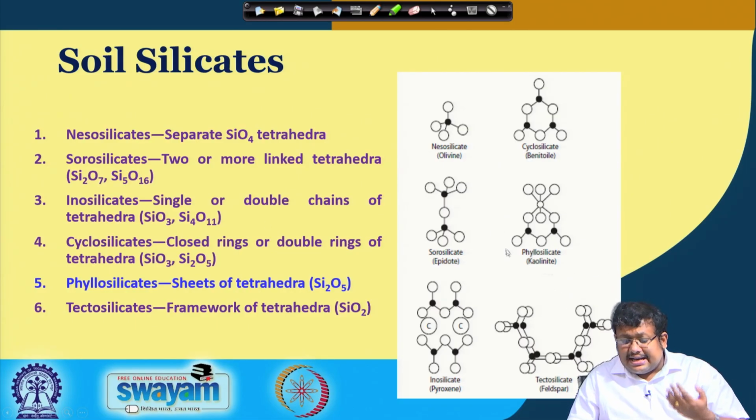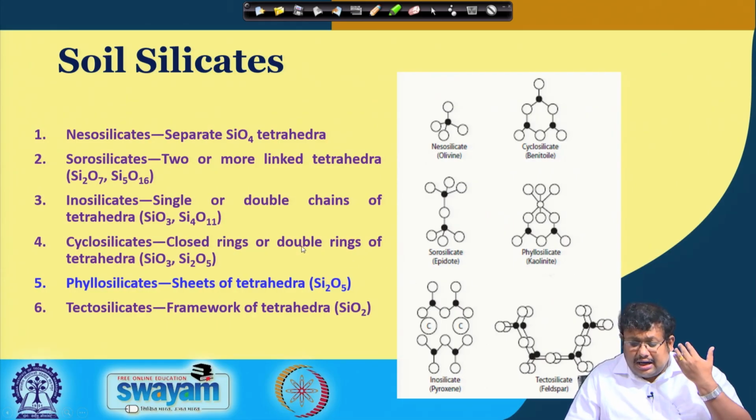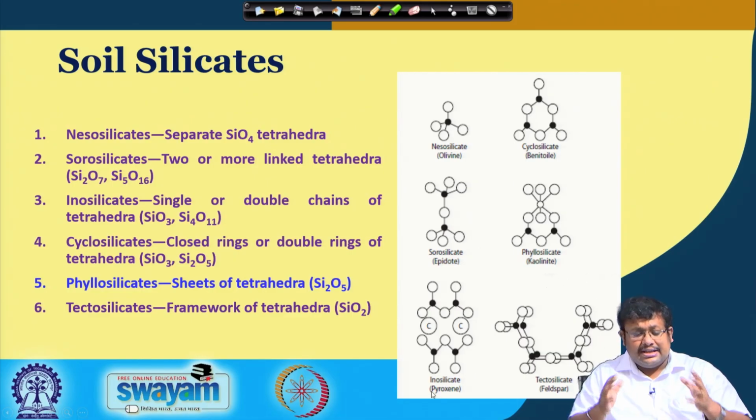Also, you can see the example of inosilicate here called the pyroxenes. So, this is basically single or double chain inosilicates, again showing the single or double chains of tetrahedra. Now, next is the cyclosilicates. Cyclosilicates are basically the closed ring or double rings of tetrahedra, as you can see, example is benitoite.